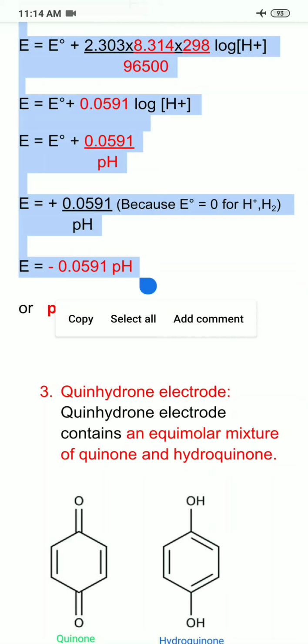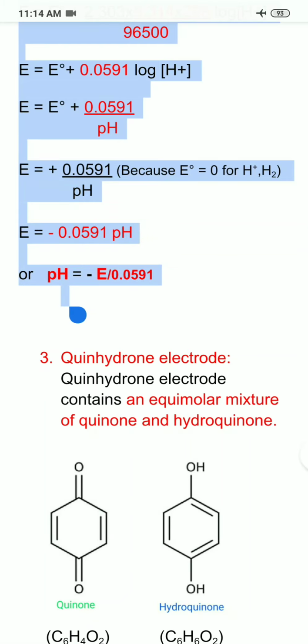If I shift the pH from denominator to the numerator, then the symbol will change into minus and I can write E is equal to minus 0.0591 pH, or from this I can calculate pH is equal to minus E upon 0.0591. So this is the formula for determining the pH of a solution using hydrogen electrode.